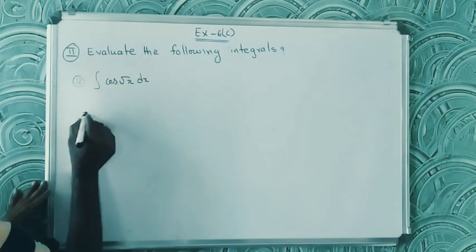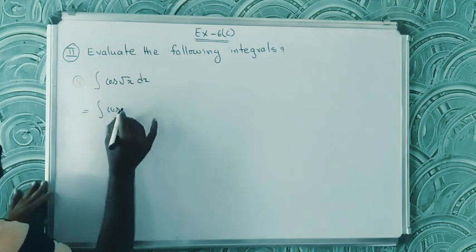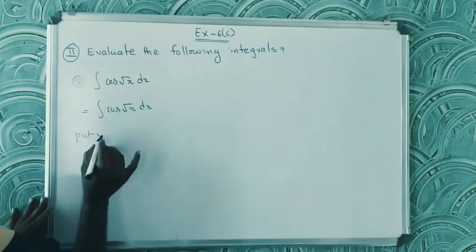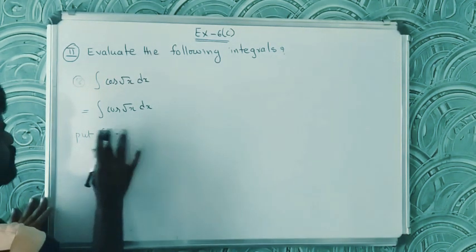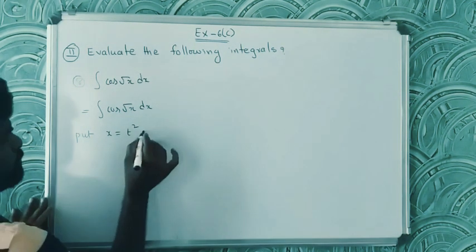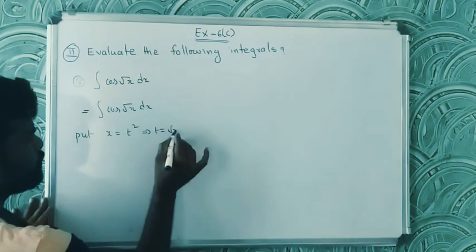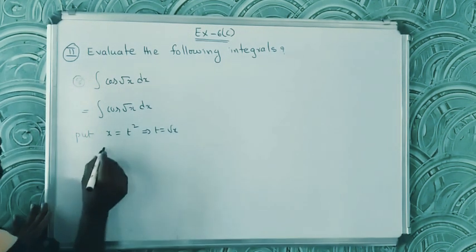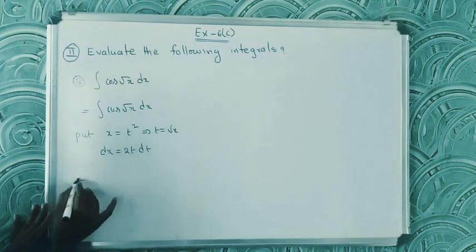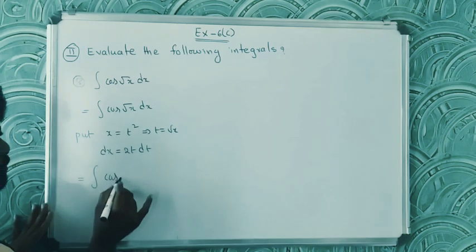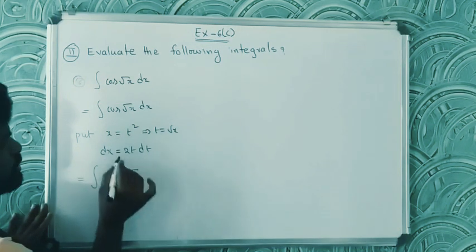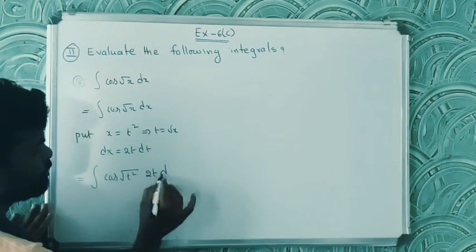So let us integrate cos root x into dx. Put root x is equal to t, so x is equal to t square. This implies t is equal to root x. Applying differentiation, dx is equal to 2t into dt. So in the integration of cos root x, root x means t, x means t square, and dx means 2t into dt.